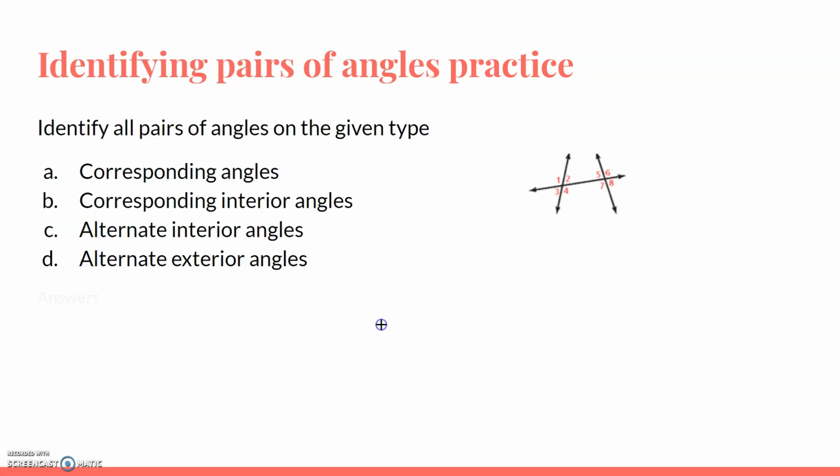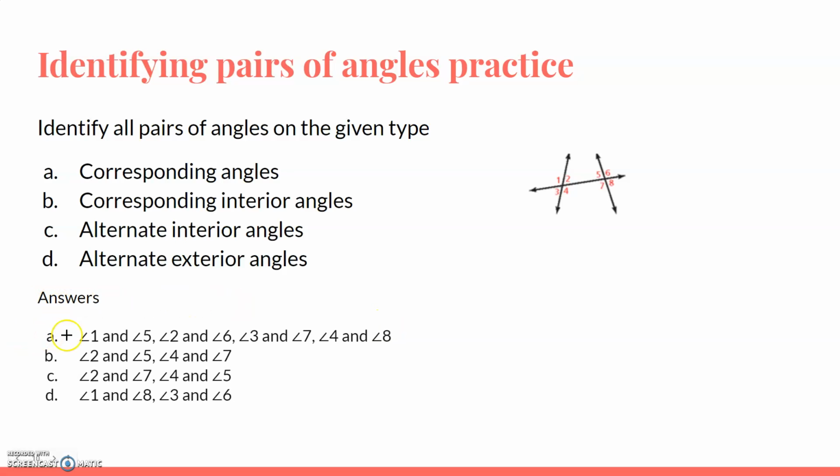Okay, so now that you're back, first off, question A: it's going to be angles 1 and 5, angles 2 and 6, angles 3 and 7, and angles 4 and 8. They have to be on the same side and in corresponding positions. Corresponding interior angles: angles 2 and 5 and angles 4 and 7. They're on the same side of the transversal and on the inside of the two lines.